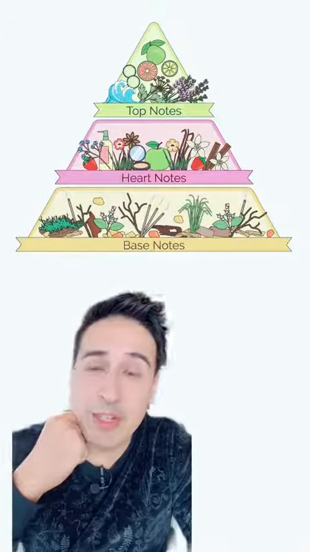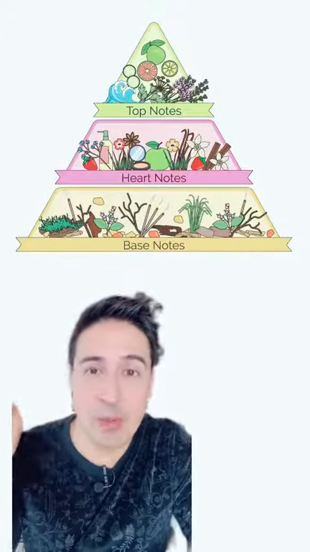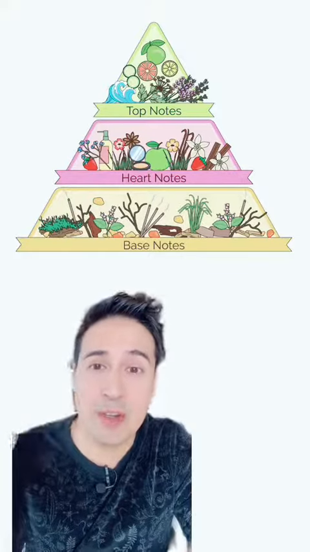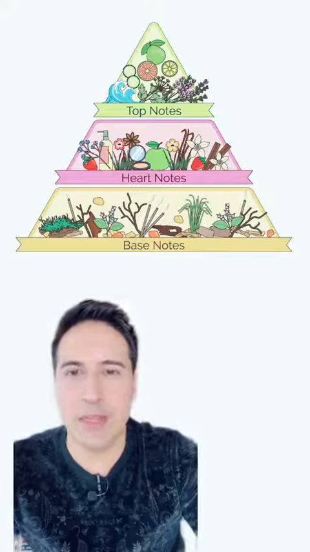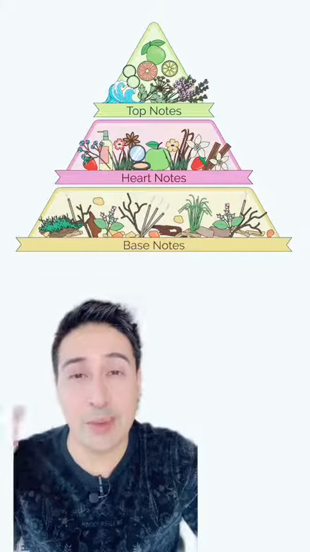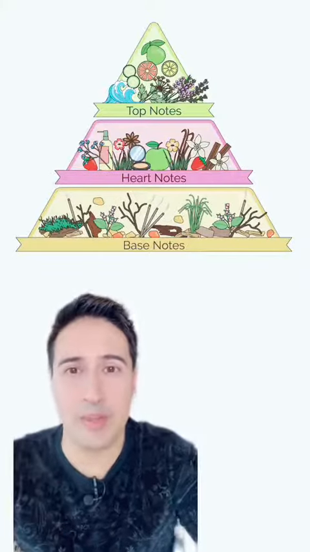Alright, here's what the pyramid looks like, and it's divided in three. You have the top notes, also known as the head notes, the heart notes, and the base notes. On this pyramid, each level is divided by molecular weight. So at the top you'll have the lighter molecules, and at the bottom you'll have the heavier ones.